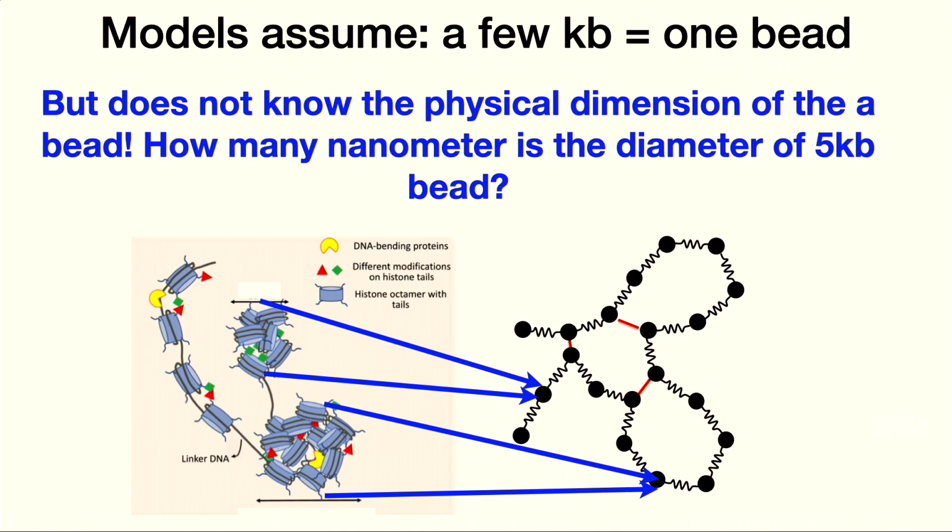That's a question. And typically, models assume a few kb is equal to 1 bead. But if you assume, for example, this is 6 nucleosomes.